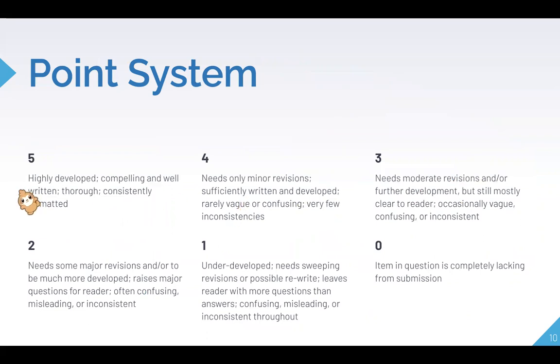So 5 is highly developed and perfect almost. And then 4 is needs only minor revisions, few inconsistencies. 3 is needs moderate revisions, occasionally vague or inconsistent. 2 is major revisions, confusing, misleading, inconsistent. And 1 is underdeveloped, very confusing, misleading, needs sweeping revisions or possible rewrite. And 0 is item in question is completely lacking from submission.